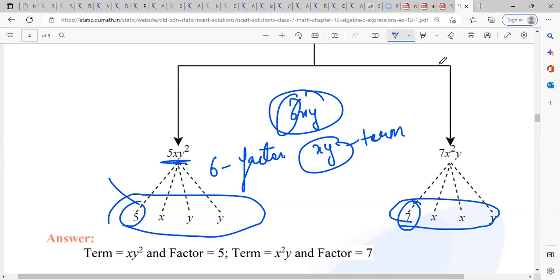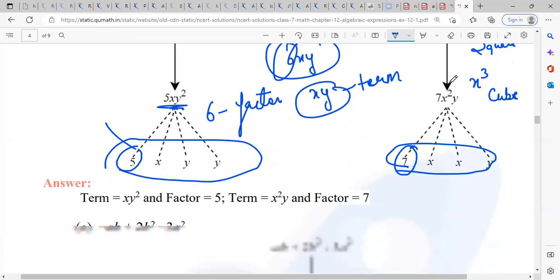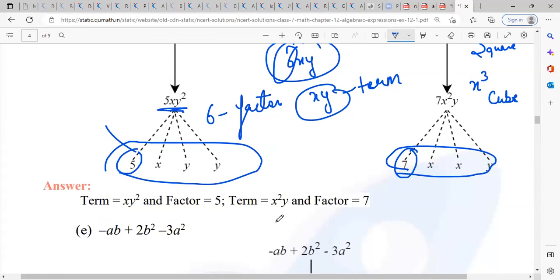So whenever 2 is written over here, you will say x square. And if 3 is written, you will say x cube. You will not say x3 or x2. You will say x square and x cube. What will you say? x square and x cube. Okay. Now coming to the next question, this one.